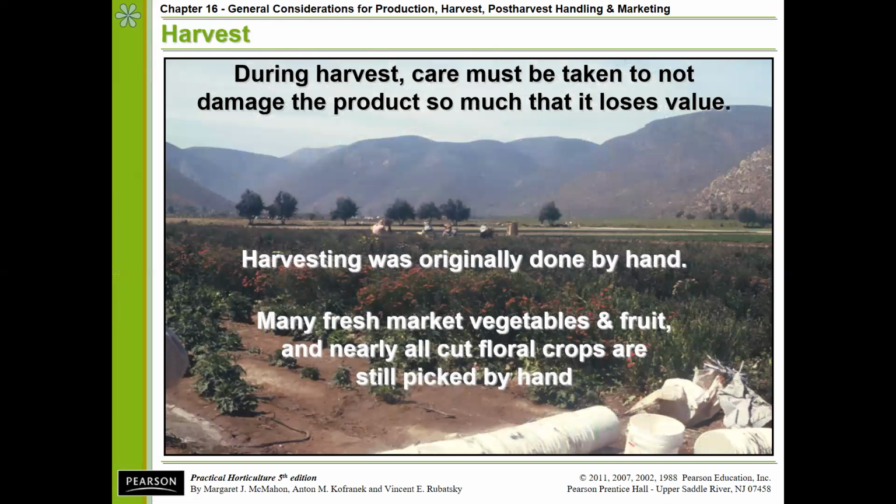And during harvesting, the crop can be pretty susceptible to damage. So traditionally, almost all harvesting was done by hand, and to this day, most vegetable and fruit crops are still harvested by hand, and pretty much all of the cut floral crops. We have some mechanical implements that will aid harvest, but in many of these cases, it still has to be done by hand. So in some cases, especially in really important agricultural areas, it depends on migrant labor for harvesting.